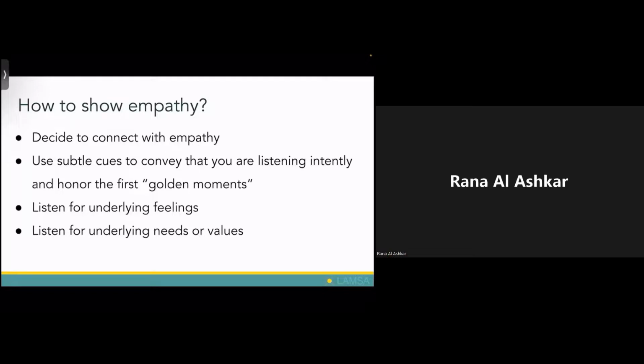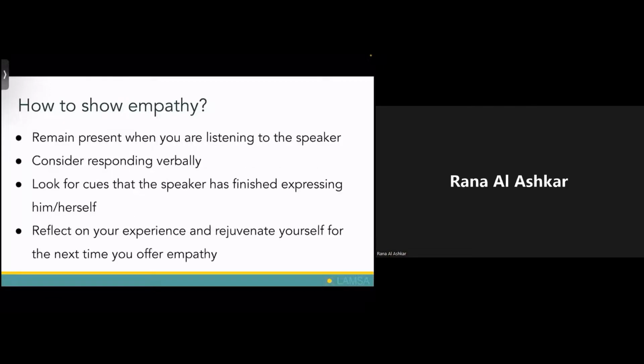So you have to decide to connect with empathy. Every single time that you're having a conversation with someone, you have to decide to focus on their feelings and to understand how you can help them in this situation. You also have to listen intentionally. So I want to listen to what you're saying, and I want to understand your feelings. I want to understand what you're saying on the surface, and what you're feeling, what your needs are, what your values are, deep down.